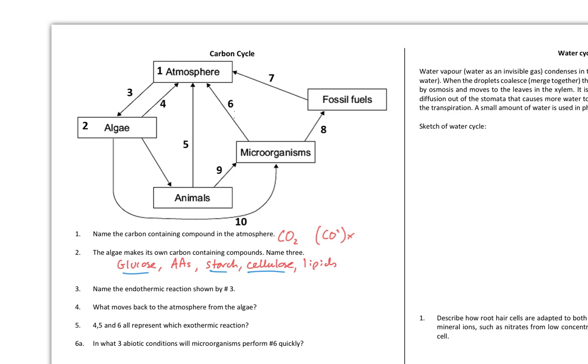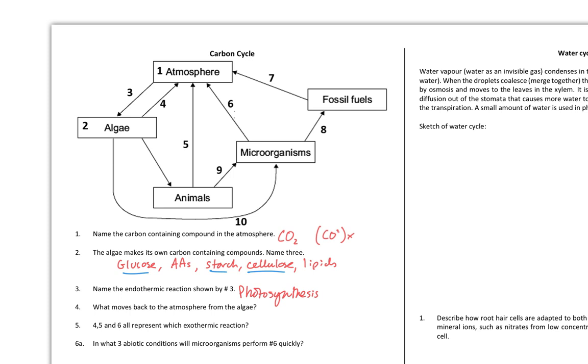Well, that's just good old photosynthesis. It is endothermic because it takes in heat energy. The energy in the products of photosynthesis, the glucose, contain more energy than the reactants, carbon dioxide and water. And that energy comes from light.